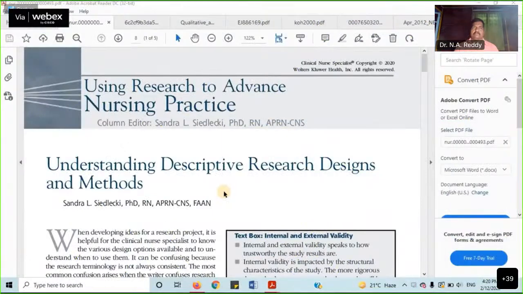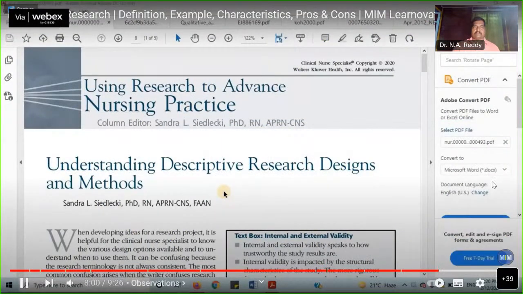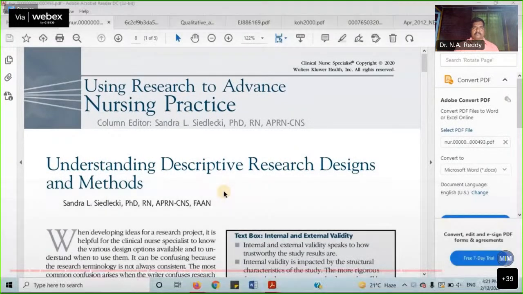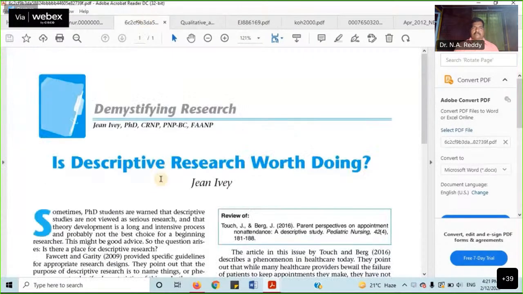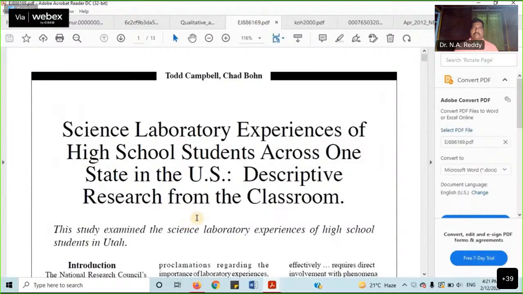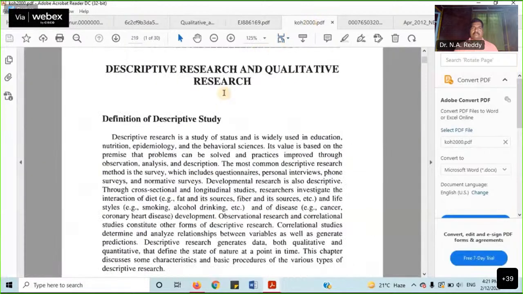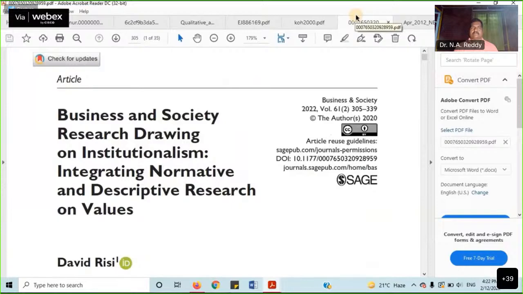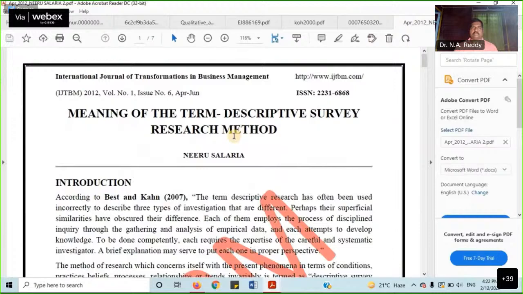I have a few recent research papers on descriptive research. These are the research papers. Understanding descriptive research designs and methods. Is descriptive research worth doing? Qualitative and descriptive research: data type versus data analysis. Science laboratory experiences of high school students across one state in the U.S. Descriptive research from the classroom. Descriptive research and qualitative research. Business and society research, drawing on institutionalism: integrating normative and descriptive research on values. And meaning of the term descriptive survey research method.